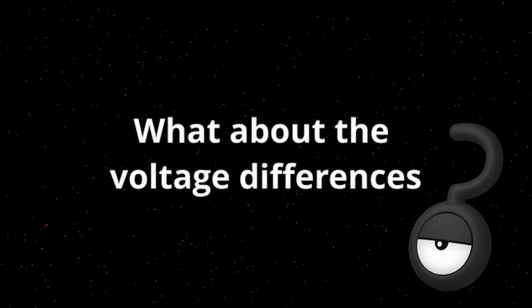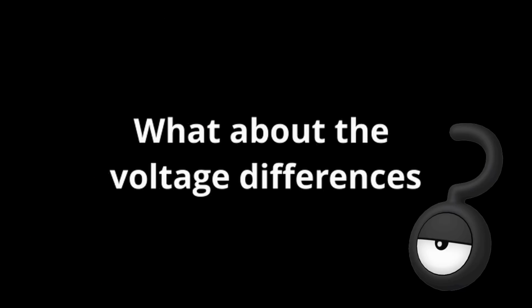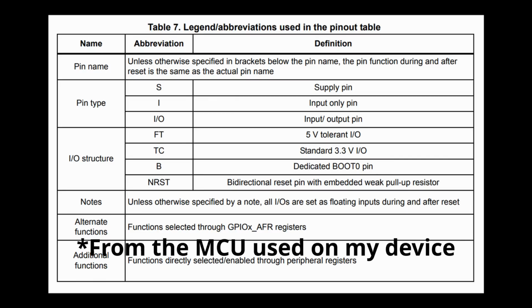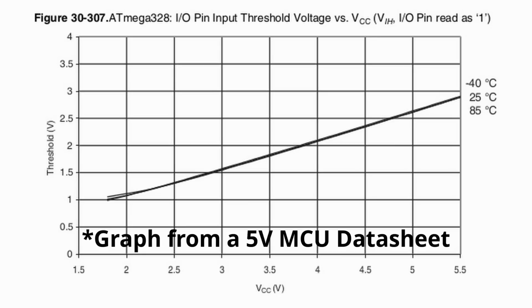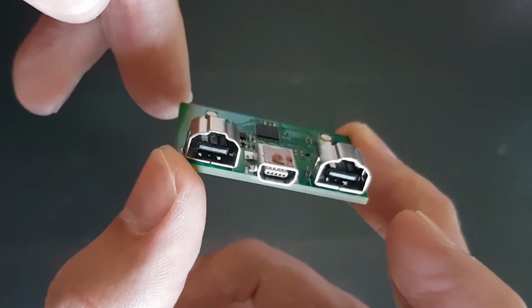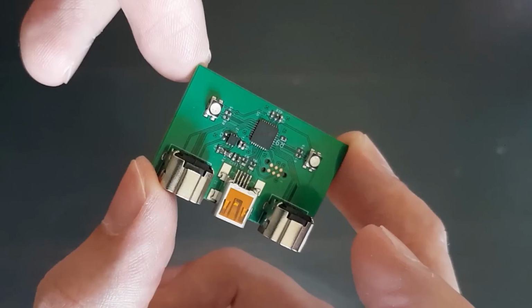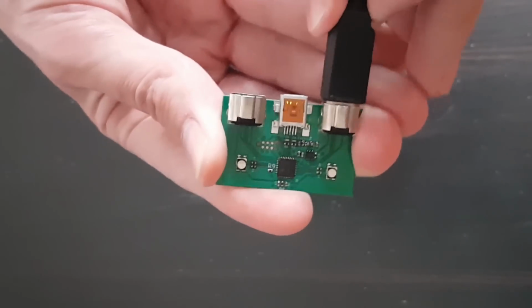Now you might be thinking, but what about the voltage differences? This is not that big of an issue. The pins on the 3.3 volt side are tolerant enough to receive 5 volt signals, and the pins on the 5 volt side detect 3.3 volts as a high signal. My device, for example, runs on 3.3 volts and is able to communicate with both protocols seamlessly.